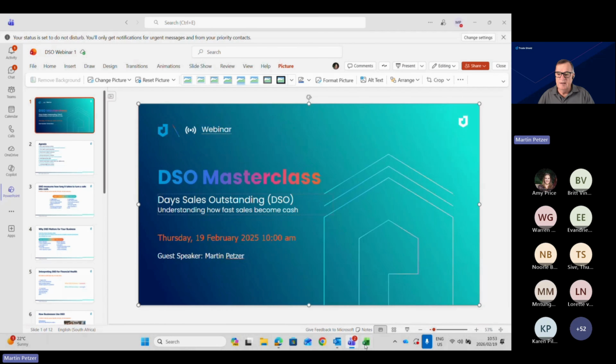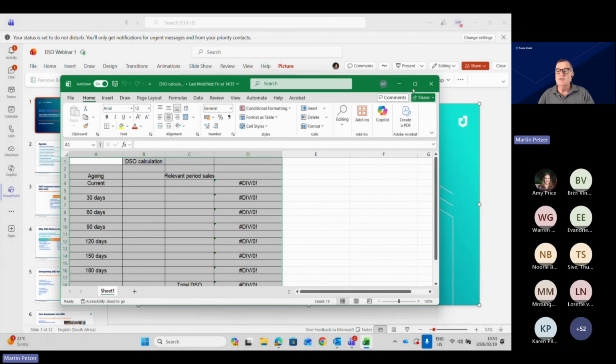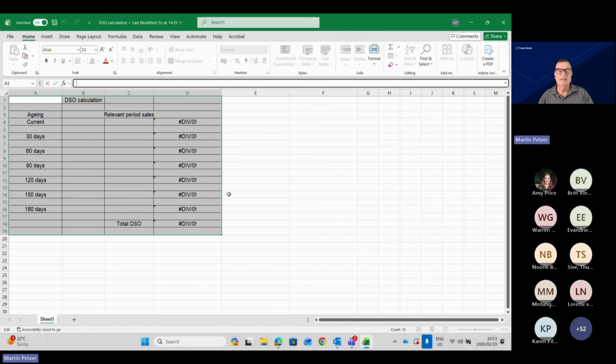All right. So someone asked about the correct way to calculate the DSO, the most accurate way, and this is the formula that you would use. In other words, you'll have your current value in your aging there, your 30-day value there, your 60-day value, your 90-day value, 120, 150. I'm just putting them all in there if you go that far. And the sales value, the relevant period: current will be this month's sales, 30 days will be last month's sales, 60 days, 2 months back, 90 days, 3 months back.